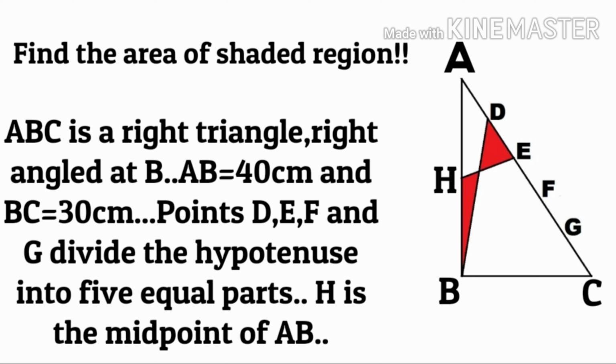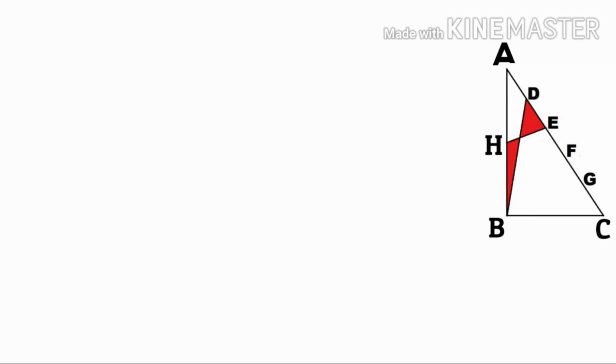So friends, ABC is a right triangle right angled at B. AB is equal to 40 cm and BC is equal to 30 cm. Points D, E, F and G divide the hypotenuse into 5 equal parts. H is the midpoint of AB. The challenge is to find the collective area of the shaded region.